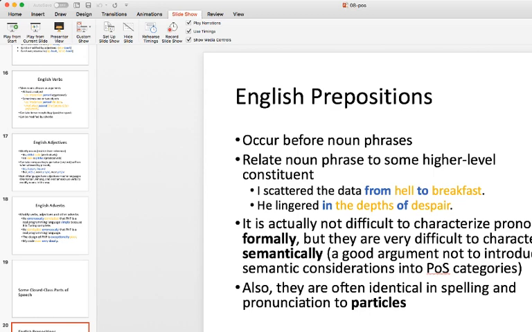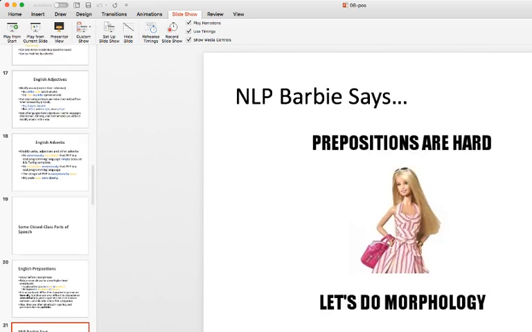The up there is actually doing a different thing in those cases. In one case, it's a particle. In one case, it's a preposition. In the second case, the prepositions are hard.